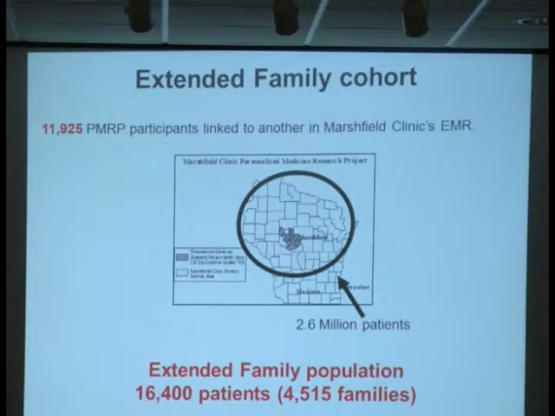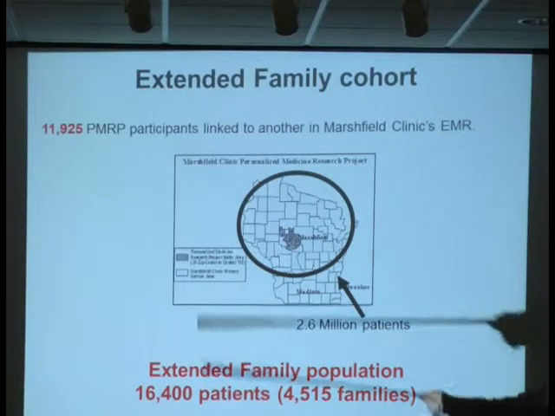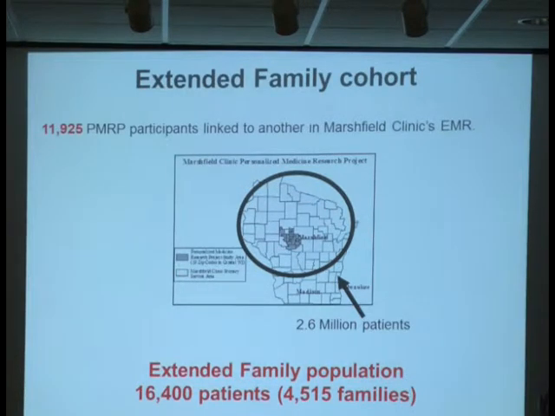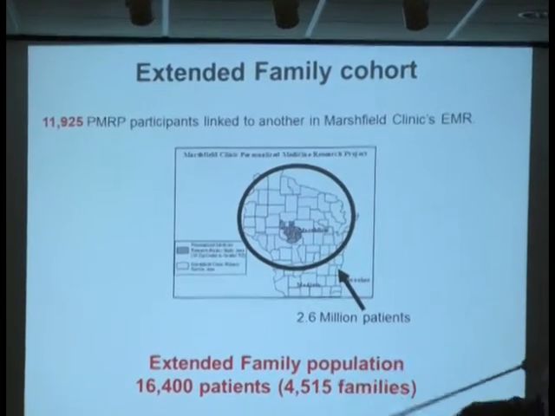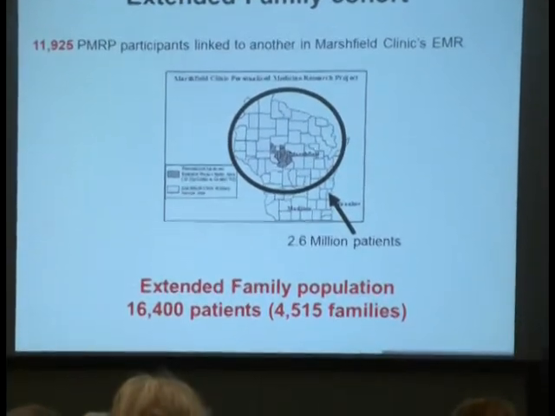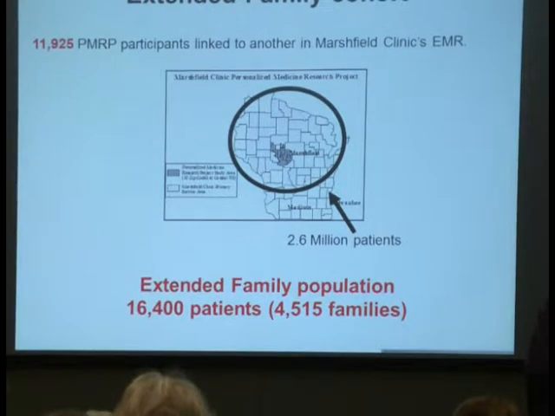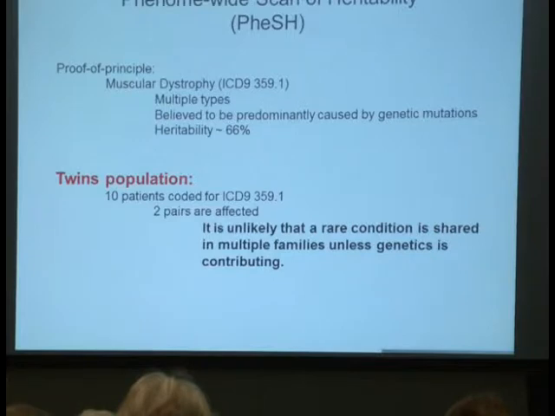within the patient population to many other individuals across the Marshfield Clinic system. So of the 20,000 PMRP patients, nearly 12,000 of them can be linked to another individual within our electronic medical record system, totaling up to nearly 4,500 individual families. Now we can use these families of twins and extended families to measure heritability.